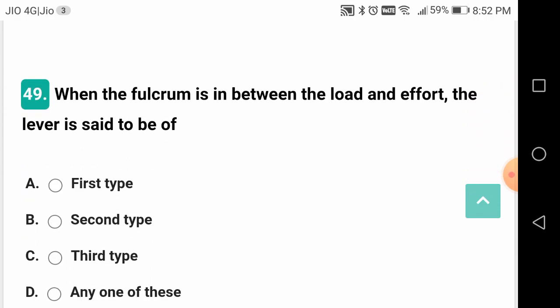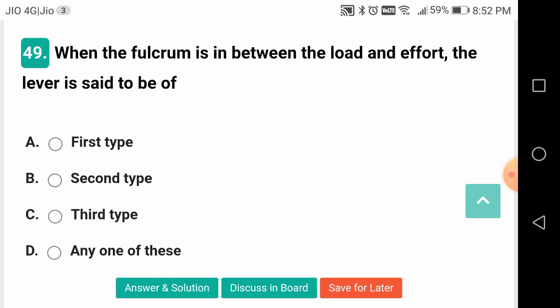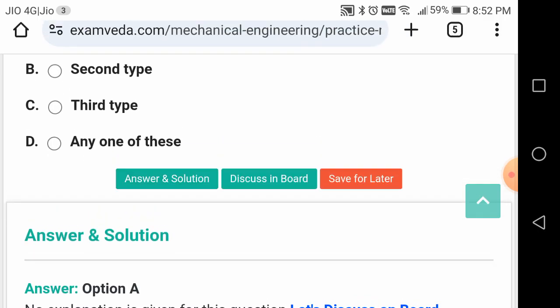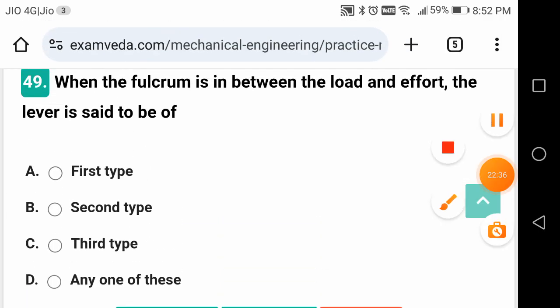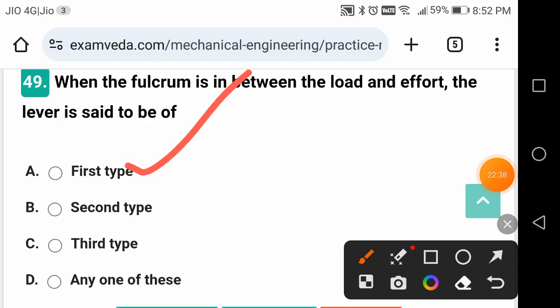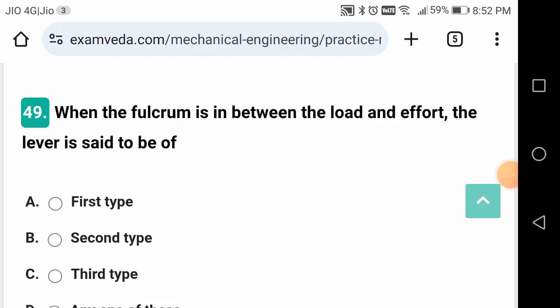When the fulcrum is in between load and effort, this is a good question, friends. It is going to be which type of lever? Is it second type or first type or third type? First type of levers. Fulcrum is between the load and effort.